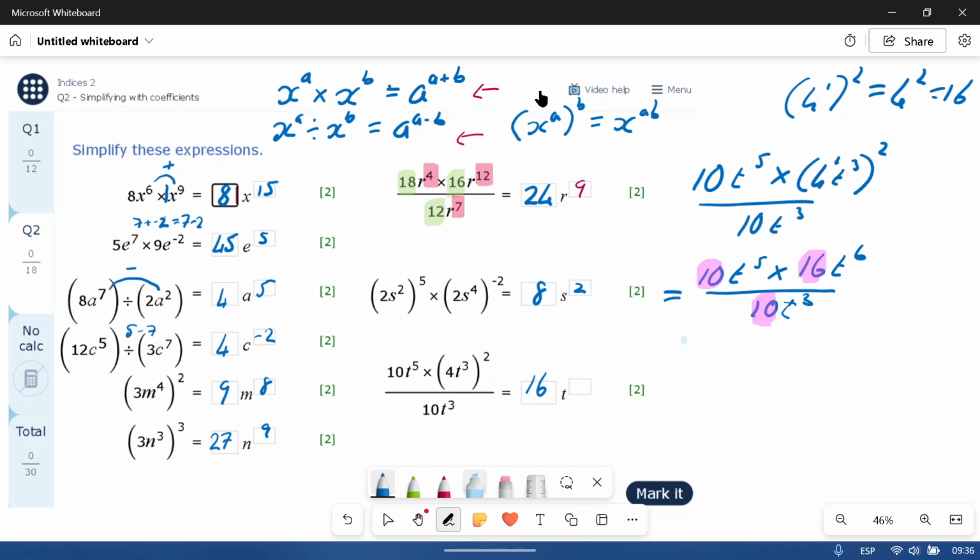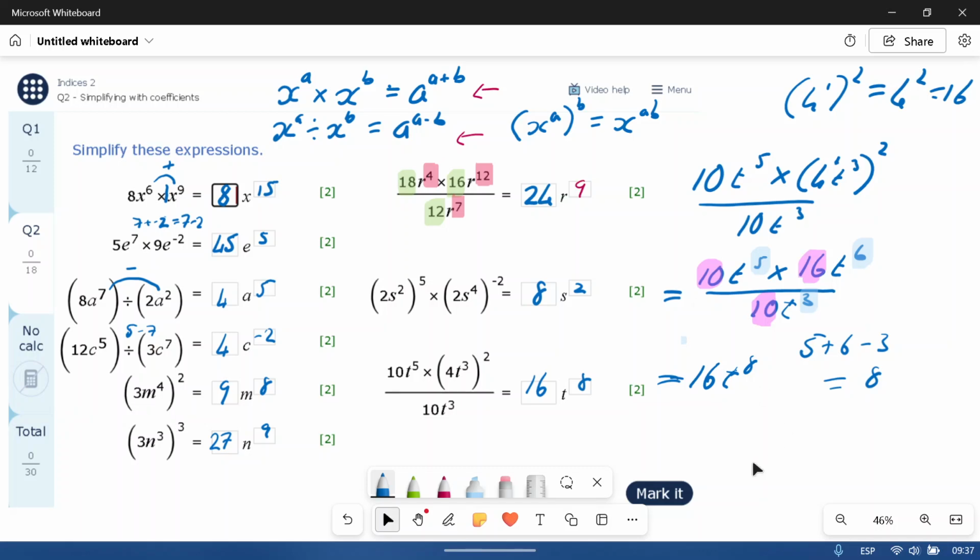Okay, let's deal with the powers. So we have the t to the power of 5, 6, and 3. Now when we multiply, it means we need to add the 5 and the 6, and then when we divide that, we need to subtract the 3. So 5 plus 6 is 11, minus 3 is 8. So that's the final answer here, of course, 16 t to the power of 8.